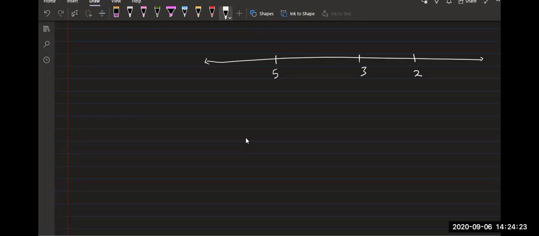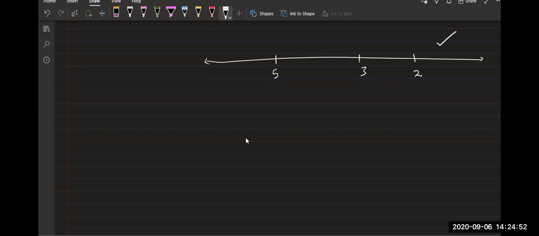How many parts of the number line can you see here? Tell me. Those parts are your intervals, as simple as that. Now, the first part is this one, yes or no? This first part starts from where? Tell me.